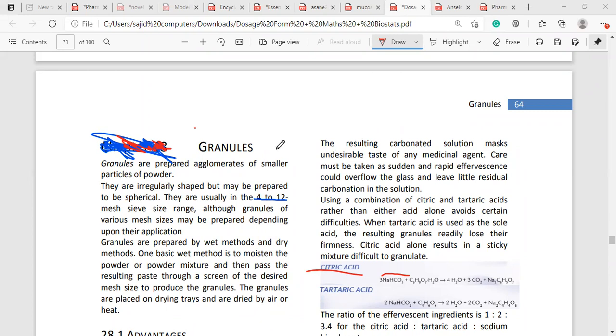In the continuation of solid dosage form, today we are going to discuss granules after powders. In the previous two lectures, we have discussed what powders are, how powders are characterized, and what the different methods for the preparation of powder are. All these things we have discussed in previous lectures. In the continuation of those lectures, students, today we are going to discuss granules, that is, what granules are in the course of dosage form science.